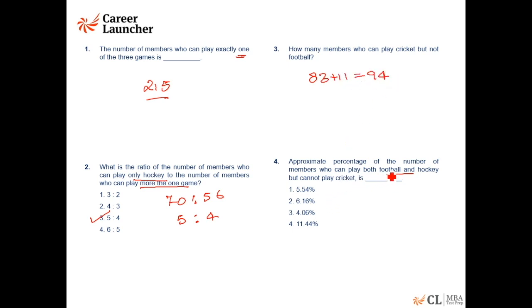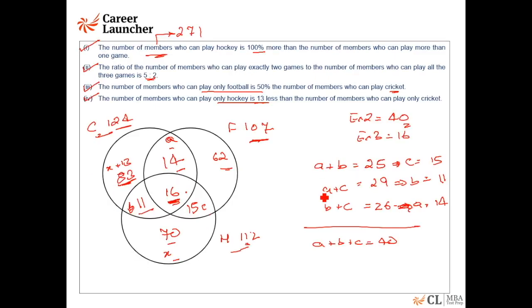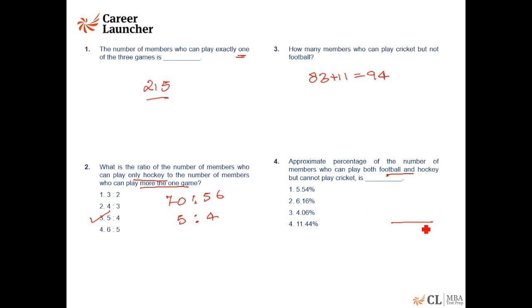Last question. Approximate what percent of total number of members can play both football and hockey but cannot play cricket? What percentage of total number of members? Total number of members was 271 if I remember correctly. So I'll just confirm, 124 plus 70 makes it 194. Yeah, 271. So total number of members is 271. What percent of members can play both football and hockey but not cricket?